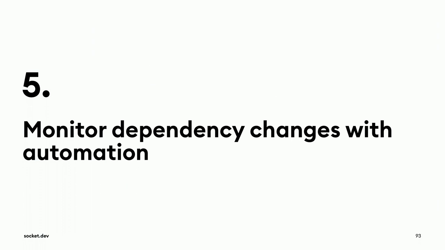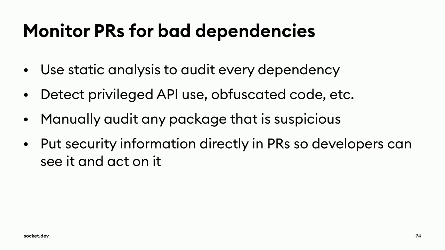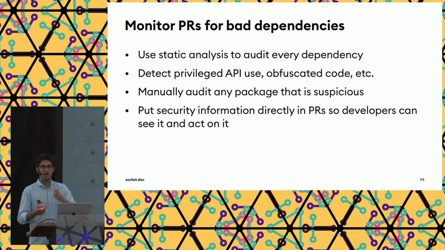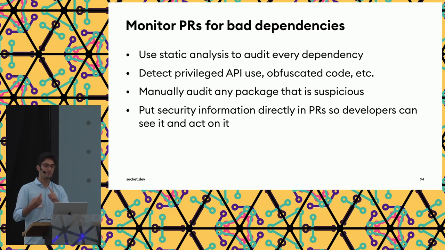And then finally, I think it's important to monitor for changes. If you use automation, then you don't need to remember to use this tool every time you're picking a new dependency. The way to do this is you use some type of static analysis on your dependencies and detect whenever they're using privileged APIs or contain obfuscated code. And then if something is detected, you do need to have a human do a manual audit. So the human needs to be in the loop there.